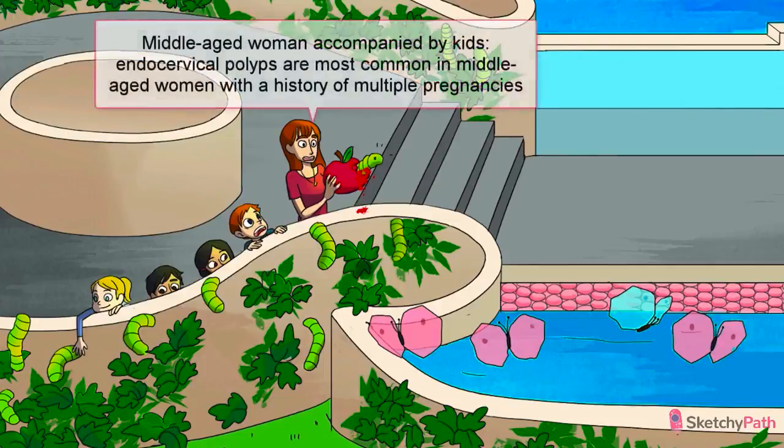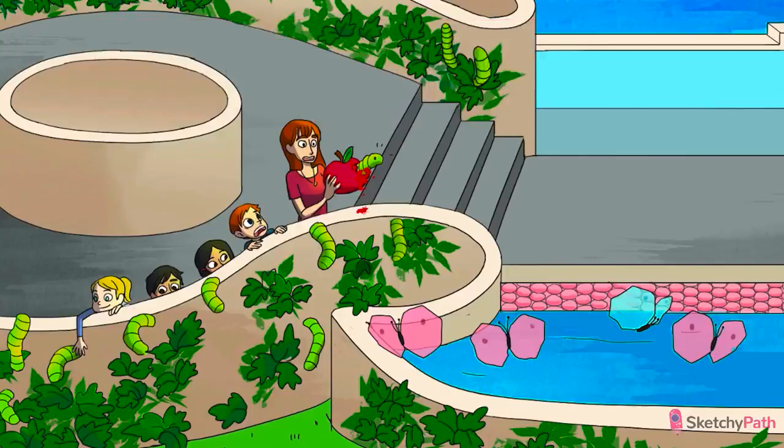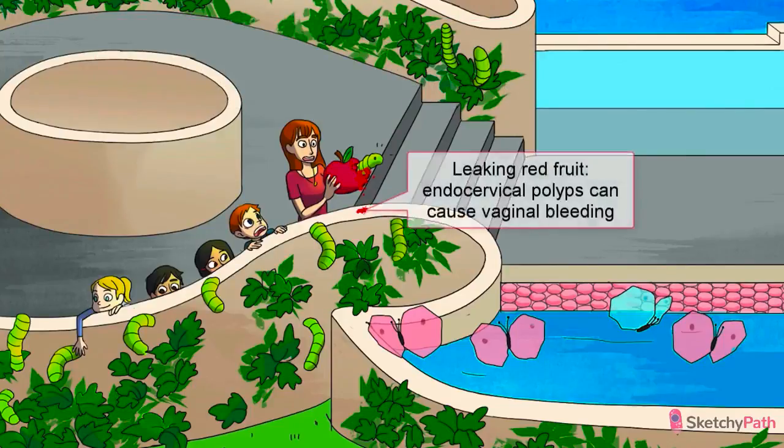She's brought all of her kids along as well to remind you that having a history of multiple pregnancies increases the risk for polyps. Most of the time, they're asymptomatic. However, when they do cause trouble, abnormal vaginal bleeding and discharge are the most common symptoms. Removal of the polyp is definitive and curative. So don't worry there, little Braden. Just cut it off, and the apple's good as new. There you go, kid. Enjoy.